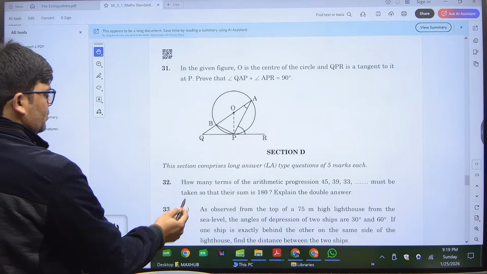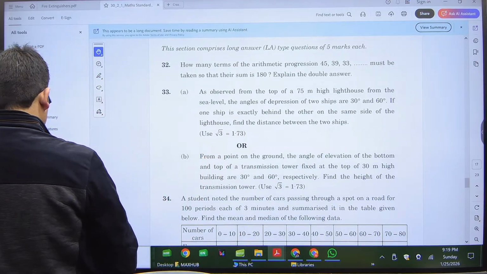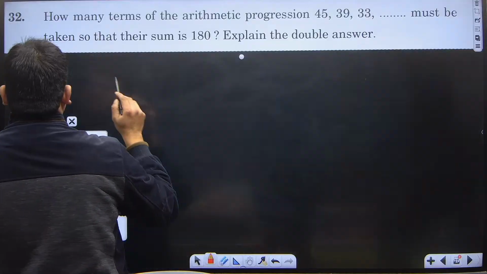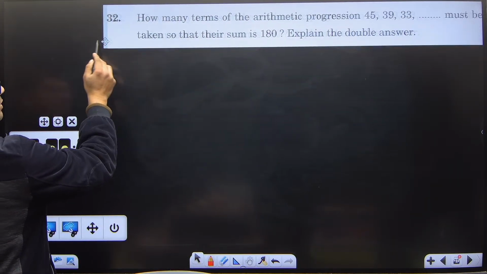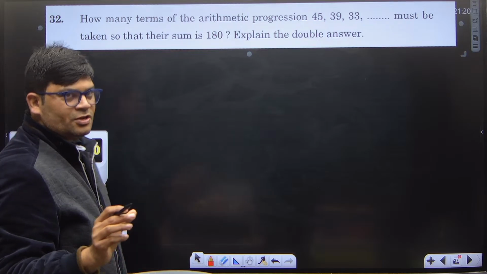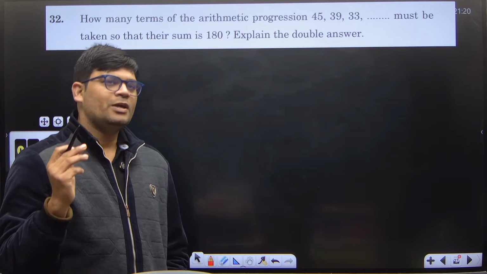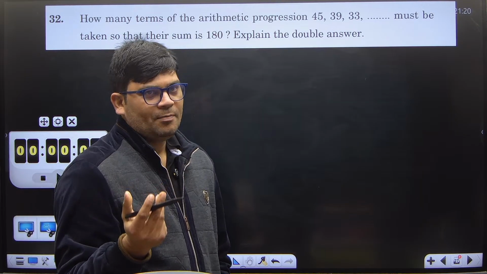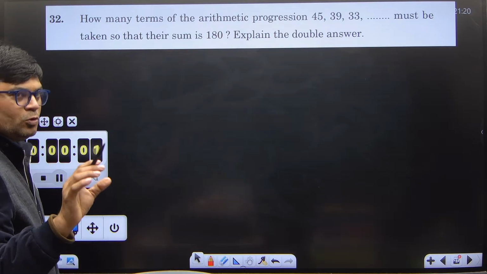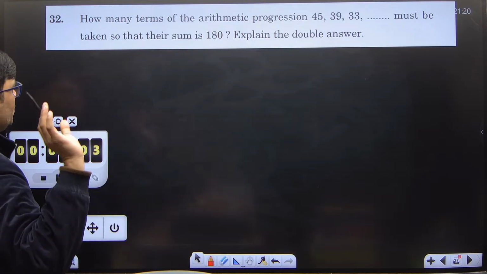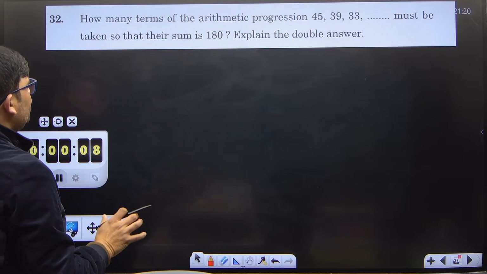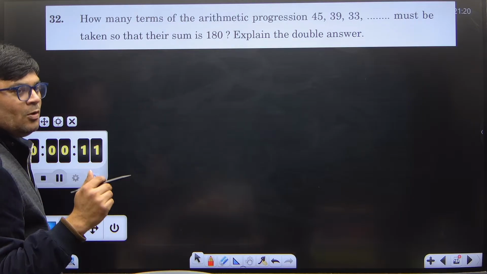Yes, sir. Okay. Very good question. 10 मिनट पूरे लग जाएंगे इसमें, 8 मिनट लगेंगे करीब करीब। Let me see if I want the discussion from all 3 of you. Okay, and if you can include आशिका, आप भी अपने inputs दे सकते हो। So this question is the discussion. How to do this? मैं अभी बोल दूंगा तो नहीं हो पाएगा, तो कुछ ना कुछ गड़बड़ कर दोगे। How many terms of arithmetic progression 45, 39, 33 must be taken so that their sum is 180?